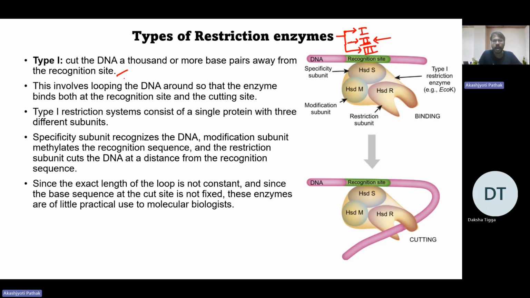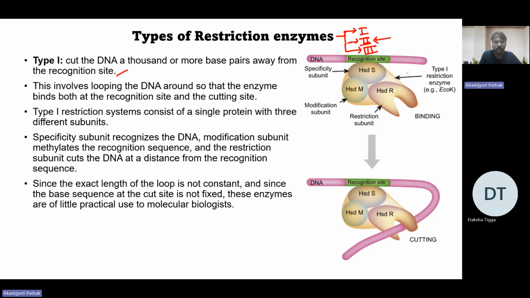At the site where it binds to the DNA, it does not cut, but it cuts the DNA 1,000 base pairs away from its recognition site. Okay. So how does it do so? You can see in this figure. This particular DNA region which it recognizes has been marked in green. This is the recognition site, but it is cleaving the DNA which is 1,000 base pairs away from this.